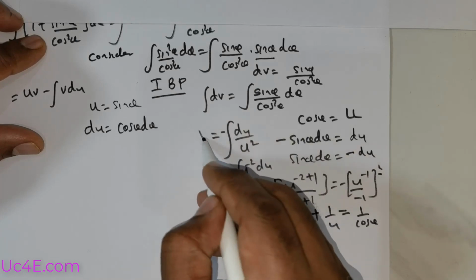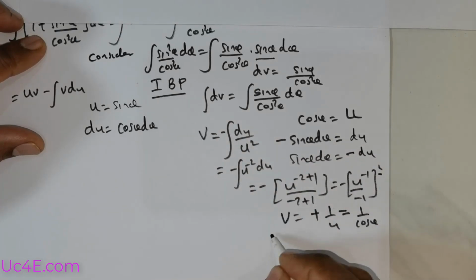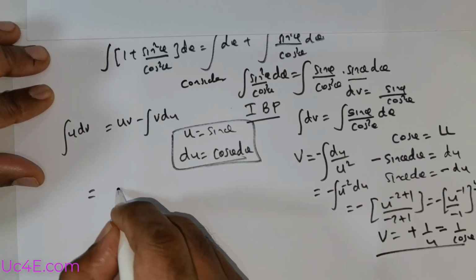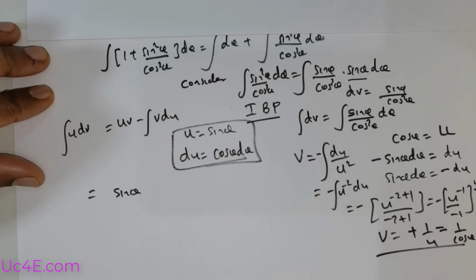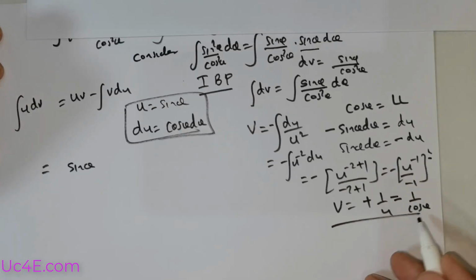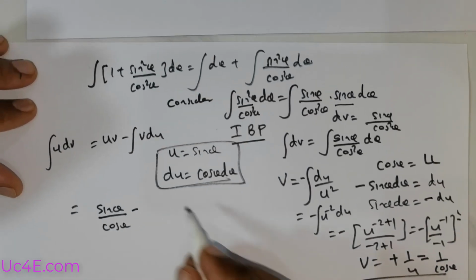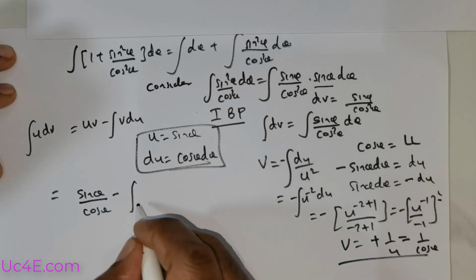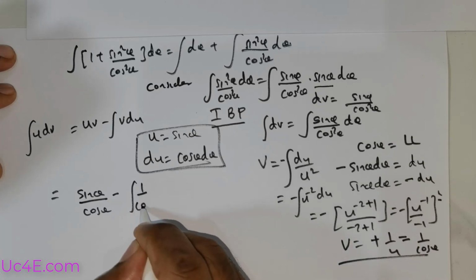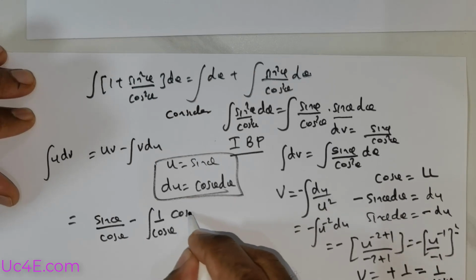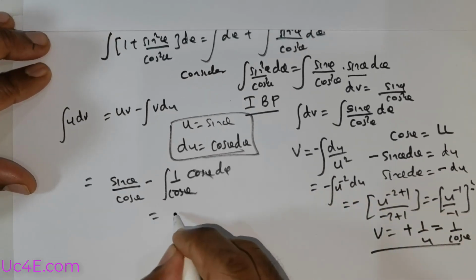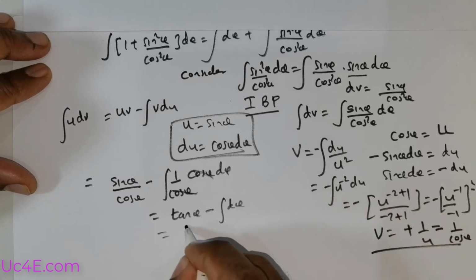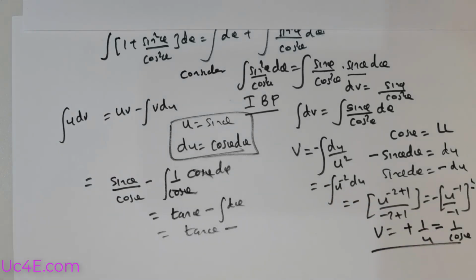All these things have been done to get the value of v. So v is obtained. So substitute it in the formula. So this is equal to uv. My u is sine theta and my v is 1 over cos theta, minus the integral of v du. What do I get for my v? My v is 1 over cos theta, right? So 1 over cos theta times du, which is cos theta d theta. They get cancelled, giving me sine theta over cos theta, tan theta, minus the integral d theta. So this is going to be tan theta, minus the integral of d theta, which is theta.